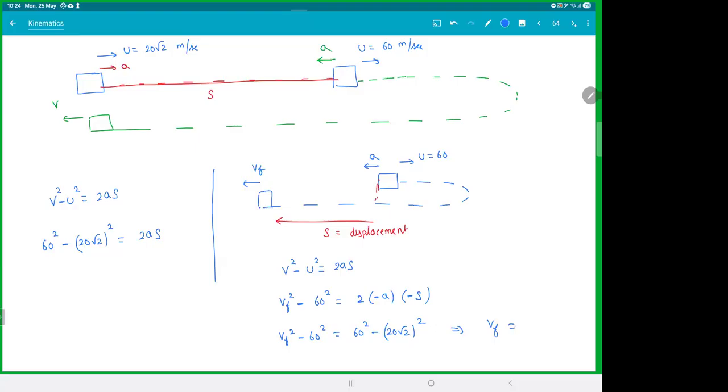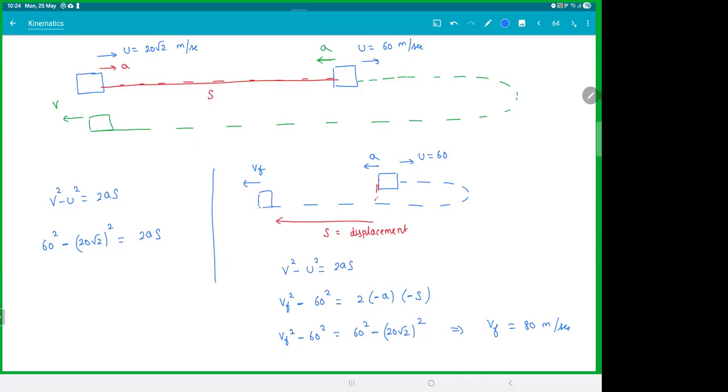This would give you v final square: 60 square, 3600, 3600, 7200, minus 800. Okay, that's a minus sign. 7200 minus 800 is 6400. So v final is 80 meters per second. Yeah, right, Karthik.